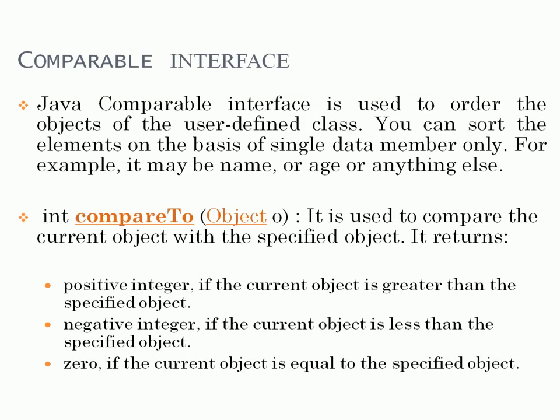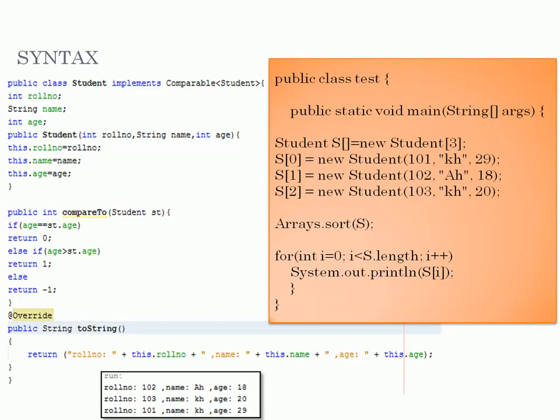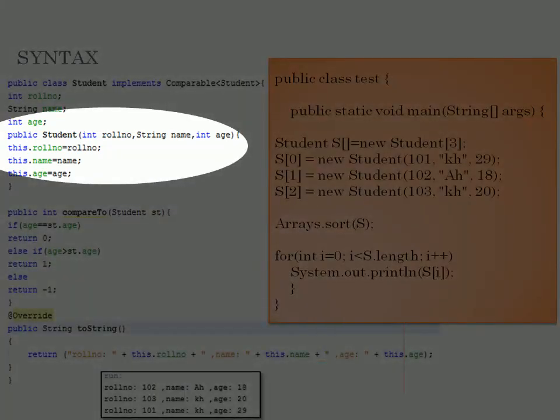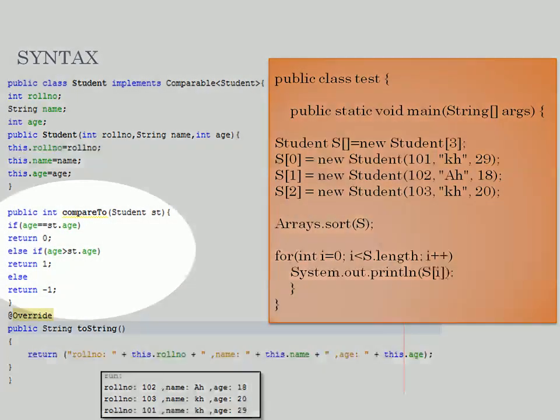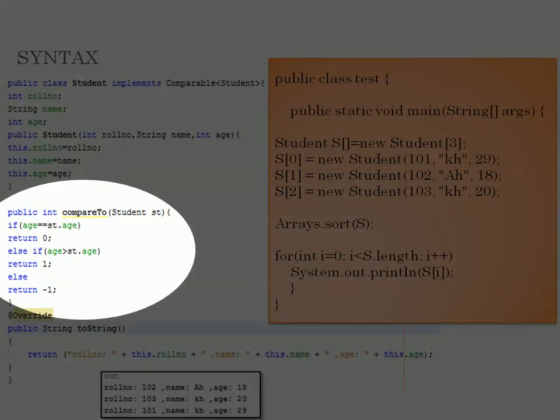A positive integer will be returned if the current object is greater than the specified one. A negative integer if the current object is less than the specified object. Zero if both objects are equal. Now we are creating a class Student that implements the Comparable interface. In this class, we have three attributes: roll number, name, and age. We have the constructor, as you can see. We are implementing the abstract method compareTo.